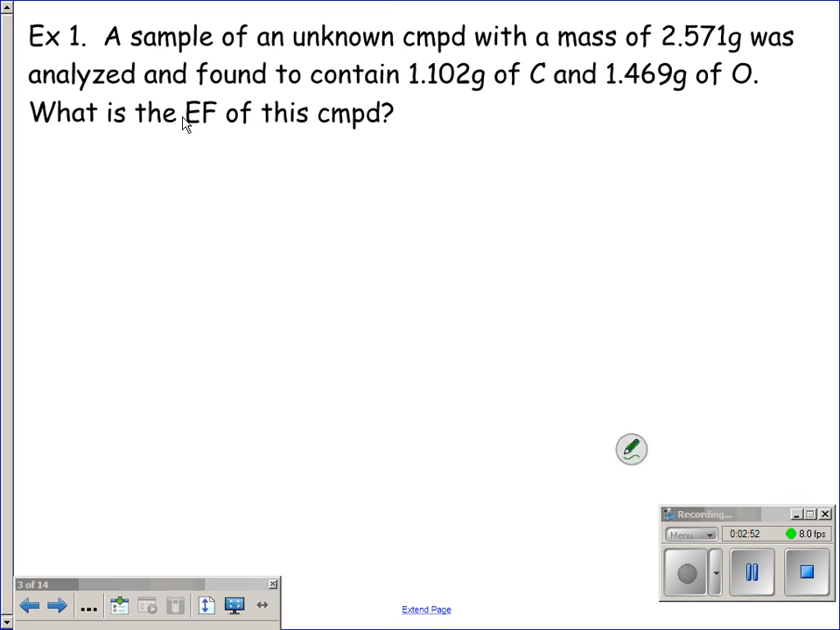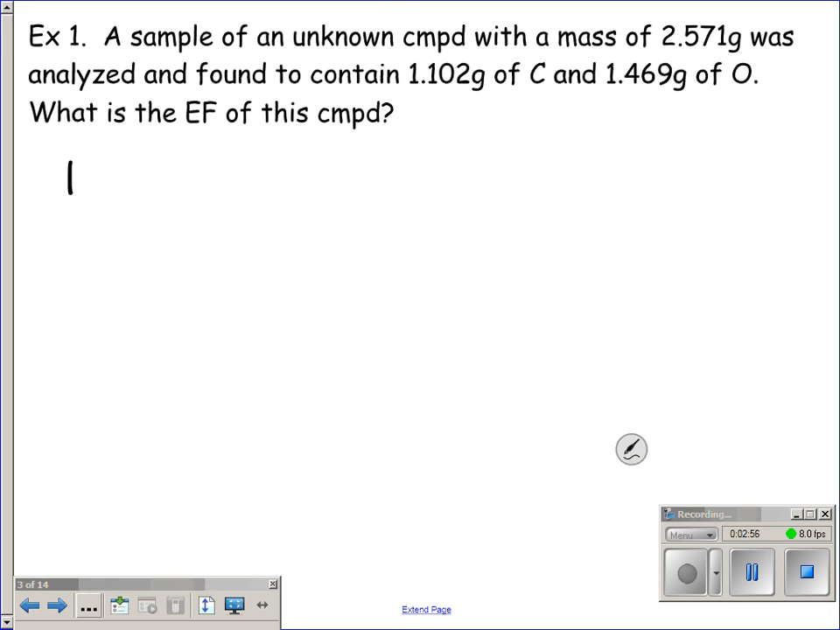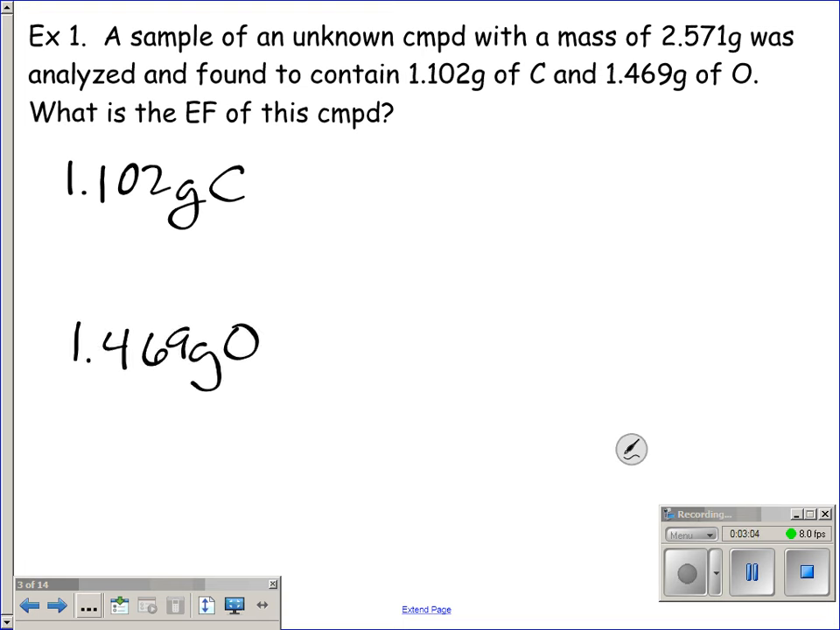So what you do is first convert to what? Moles. So 1.102 grams of carbon is one sample. 1.469 grams of oxygen is the other component of the sample. Together, that's 2.571, and you could also be only given the total mass and one of the elements, and find the other one simply through subtraction. But this gives you both. So first step.